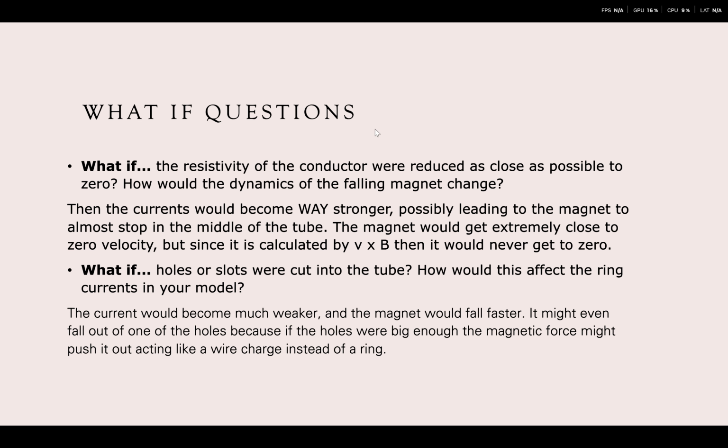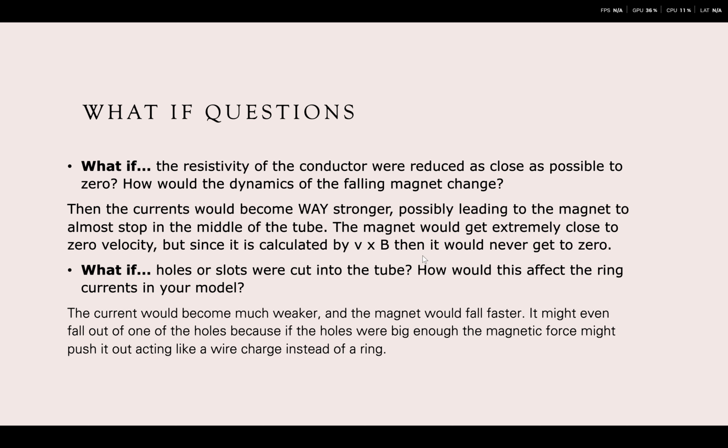What if questions? What if the resistivity of the conductor were as close to zero as we possibly could? Pretty much our currents would become way stronger, and that means the force of the tube on the magnet would be extremely strong, and it could almost go to being stopped. But it's not, because v cross B would never go to zero.